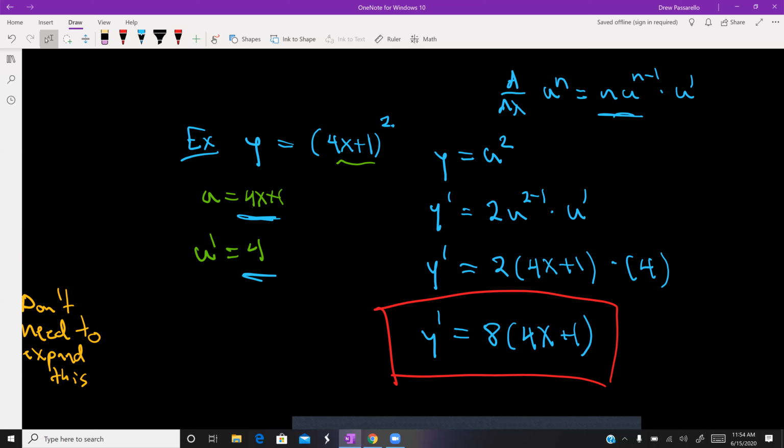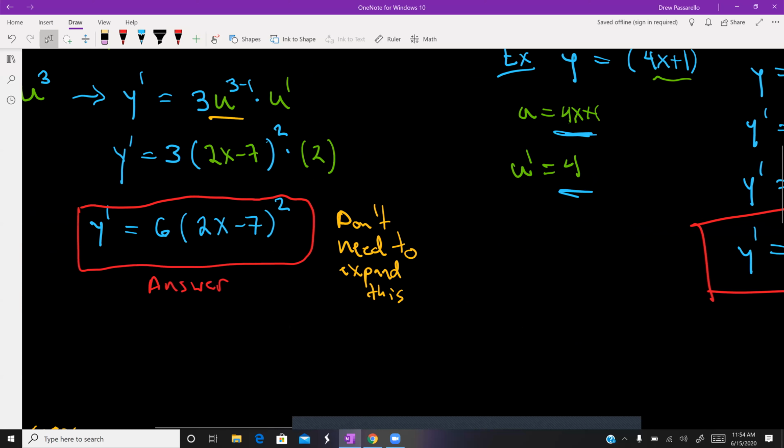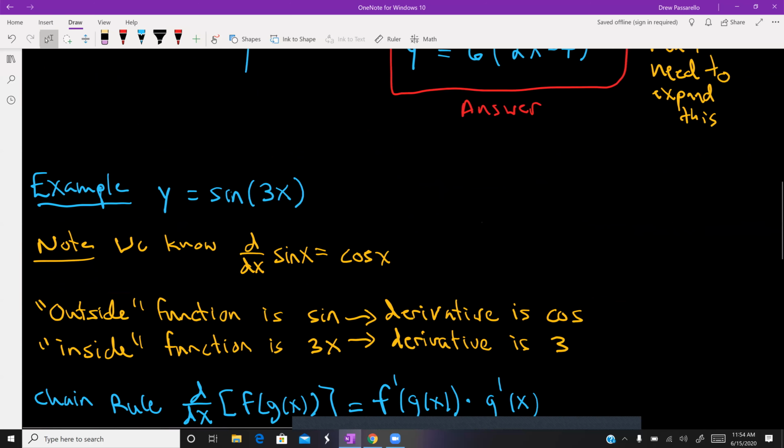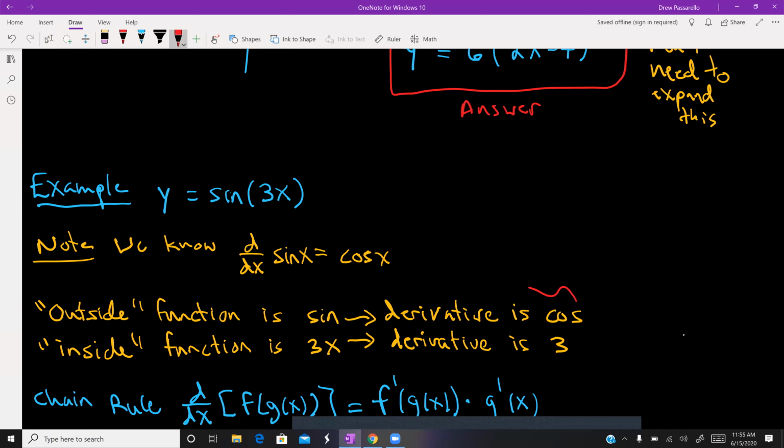All right, so the next thing I'm going to show is another application of the chain rule, but it doesn't involve this general power rule. So consider y equals sine of 3x. We know that the derivative of sine of x is cosine x, but in this case I have 3 times x versus just x. My outside function is going to be the sine operation, and based on this relationship, we know the derivative of sine is cosine. So this is the derivative of the outside portion.